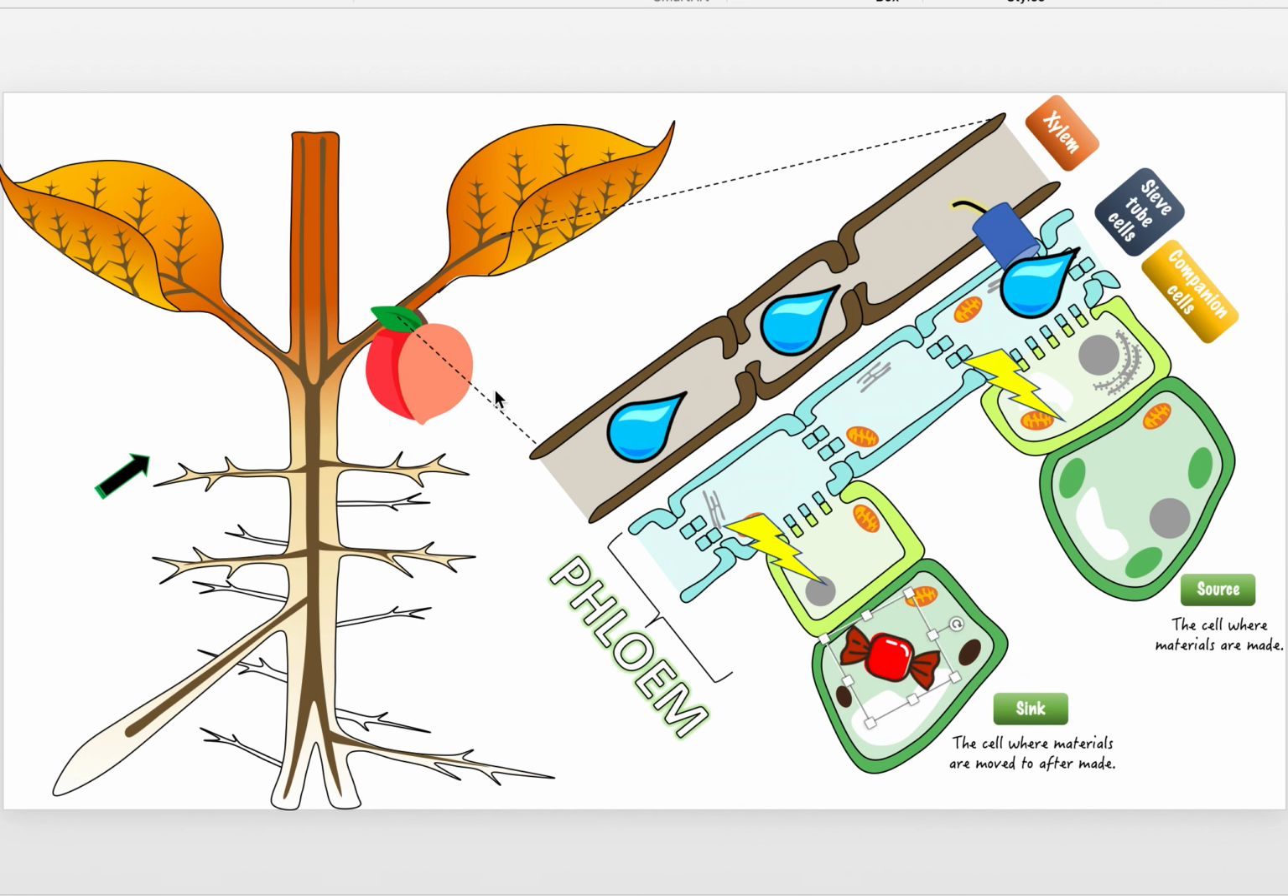But again, if you don't get this whole process, I made a full video where I clearly and slowly explain this. This is just a quick run through. So this is how the source will send the sucrose through the phloem down to the sink, okay? A place that cannot make its own energy.